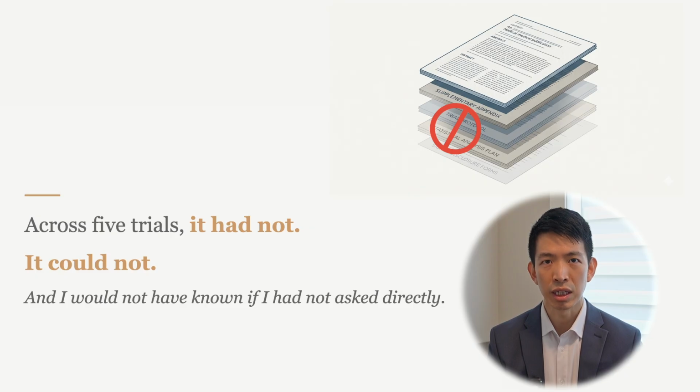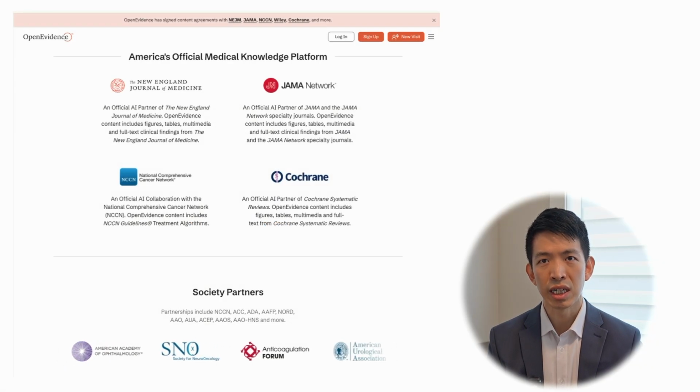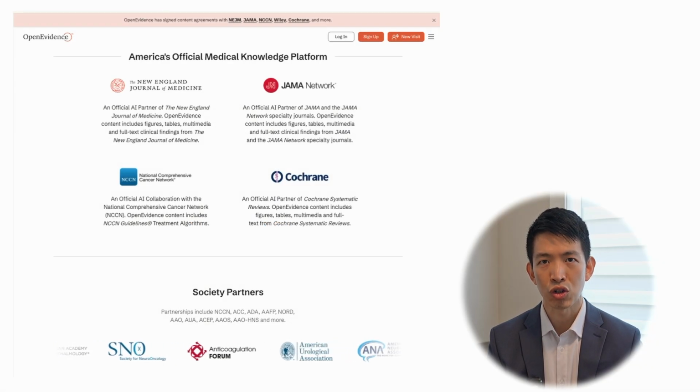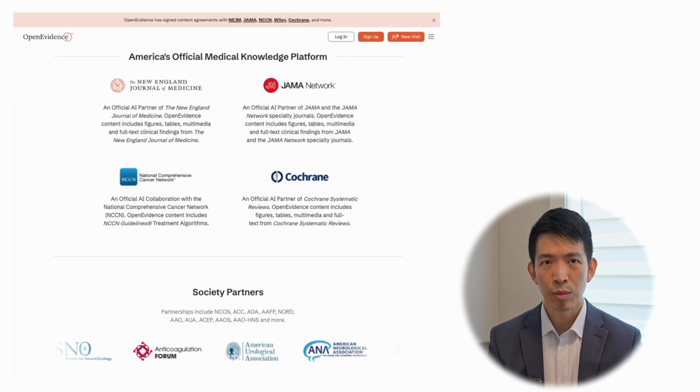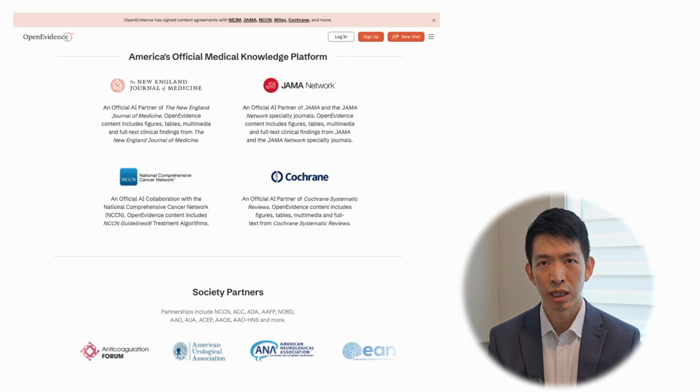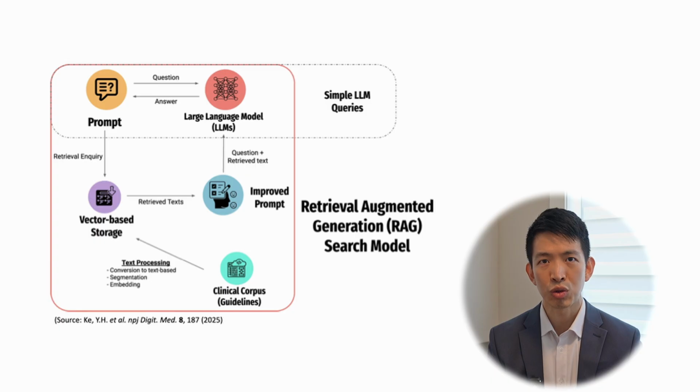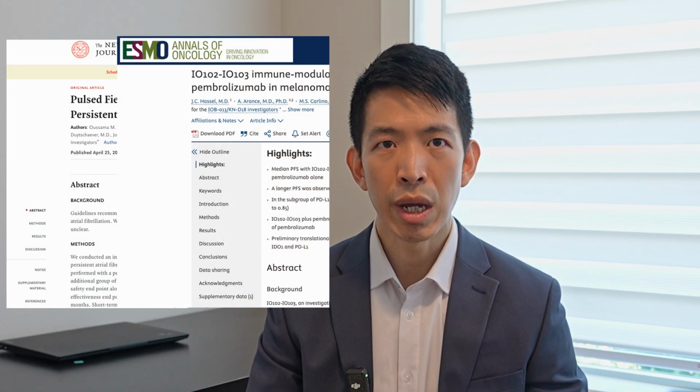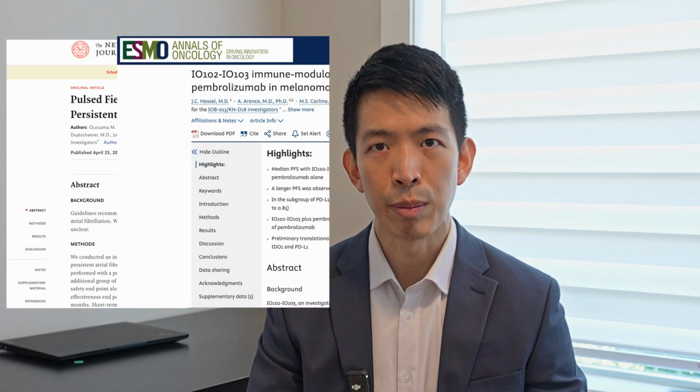OpenEvidence is marketed on full-text content partnerships with NEJM, JAMA, NCCN, Cochrane, and Wiley. The product is built on Retrieval Augmented Generation, RAG, which the company marketed as grounding output in real source documents before the language model generates anything. One thing worth naming up front: in journal publishing, full text means the manuscript and the supplementary appendix.